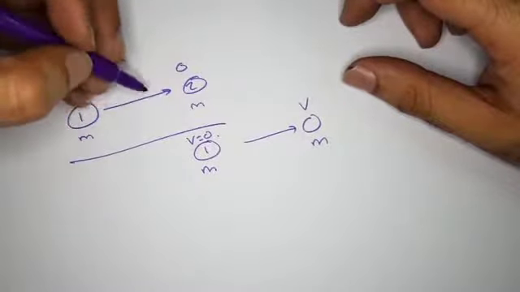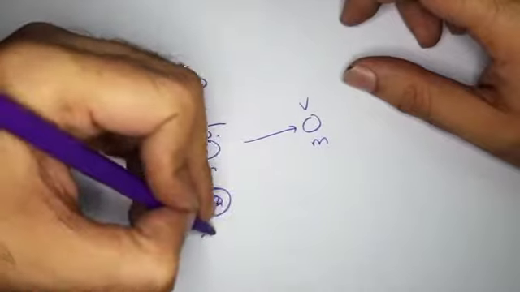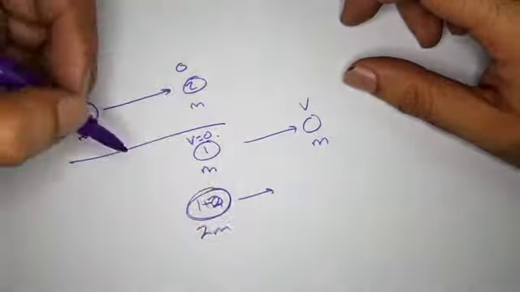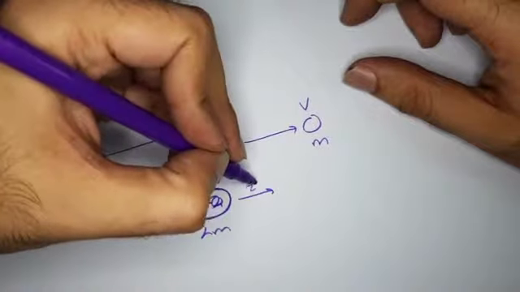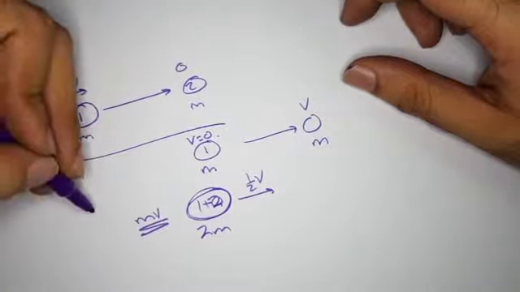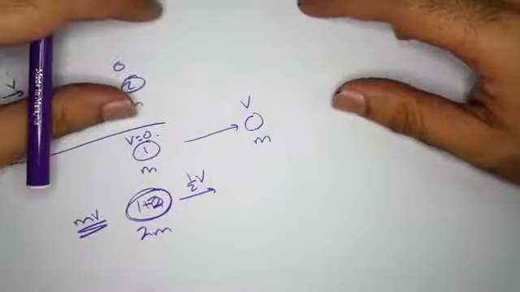Another is, if it's perfectly inelastic, 1 and 2 can combine into one big mass of 2m. Because we have to conserve momentum, initial momentum is mv, and the final momentum must still be mv, since momentum before is equal to momentum after. So it's going to move with a velocity of half v with a mass of 2m.